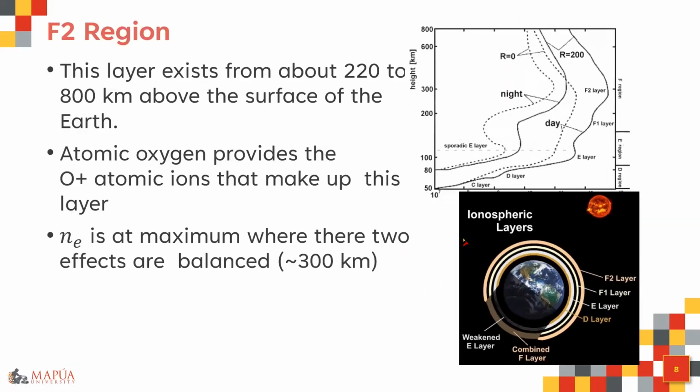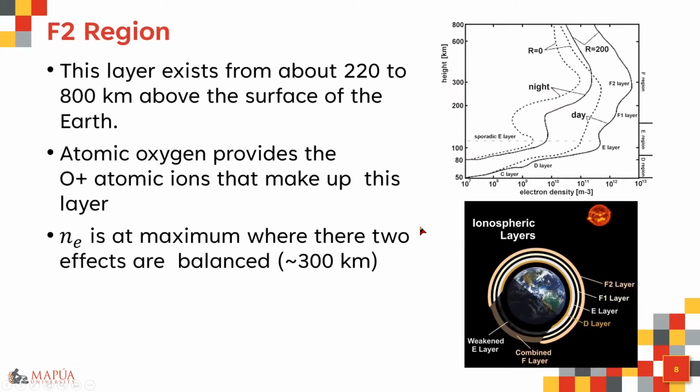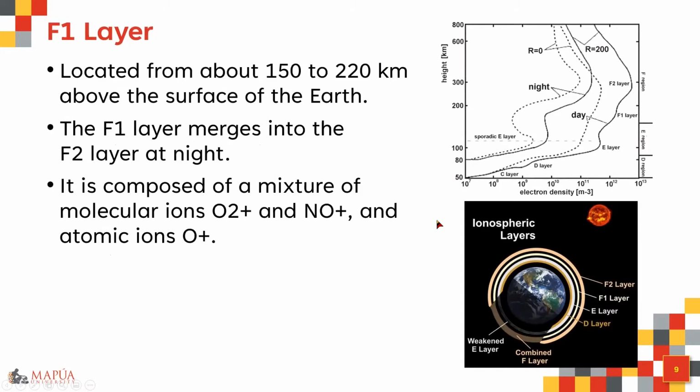So the F2 region is the layer that exists from about 220 to about 800 kilometers above the surface of the Earth. Mostly it is composed of O+ atomic ions. Okay, and the maximum electron density varies from around 300 to 400 kilometers, depending on where you are on your Earth.